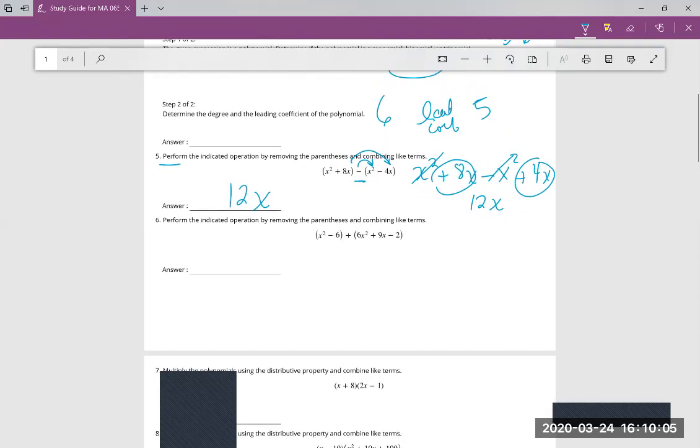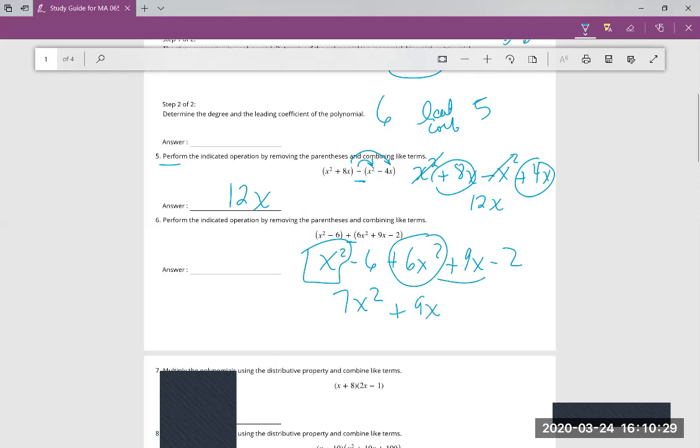Number 6, it says perform the indicated operation by removing the parentheses, combining like terms. This one, there is nothing, since this is a plus, we are simply going to combine our like terms. Let's see, we have plus 6x squared plus 9x minus 2. So it looks like I have x squared plus 6x squared, so that's 7x squared, plus 9x, and then minus 6 minus 2. So minus 6 minus 2 more is minus 8, and that is the answer there.